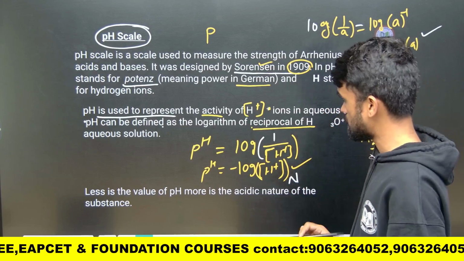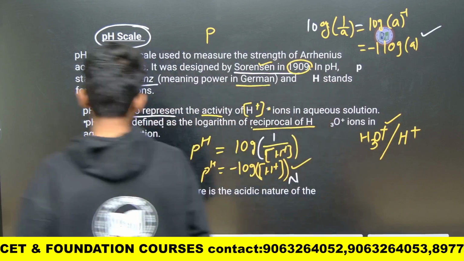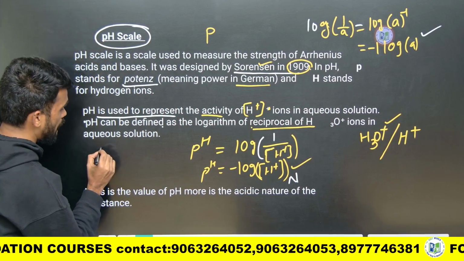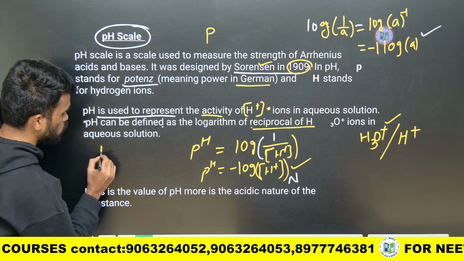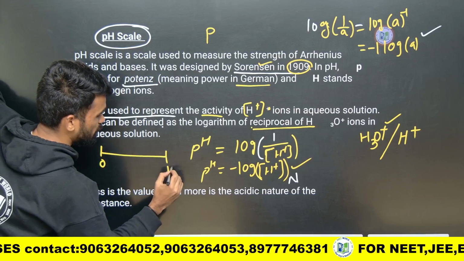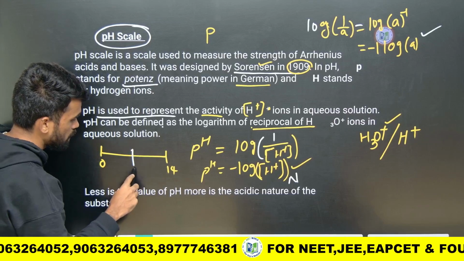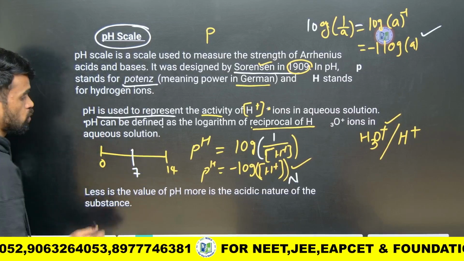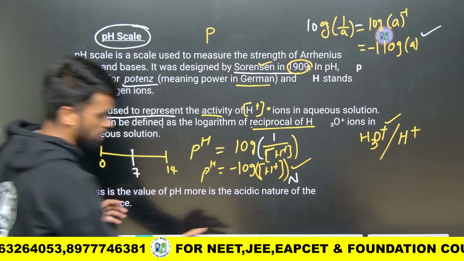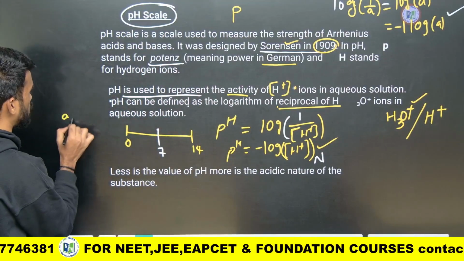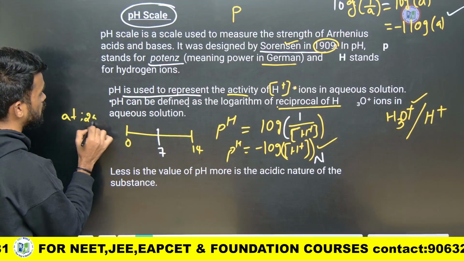Then next, one more thing you need to understand. The pH scale varies from 0 to 14. The center part, 7, is considered the neutral point. What I am explaining is at 25 degrees Celsius.